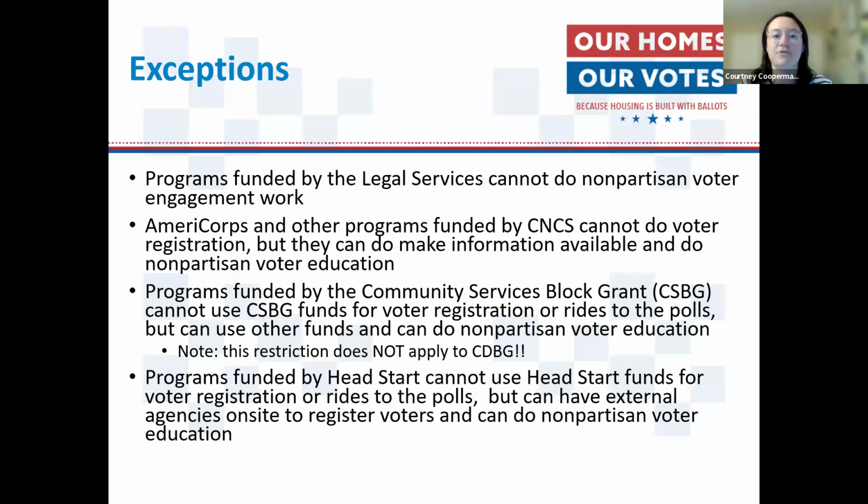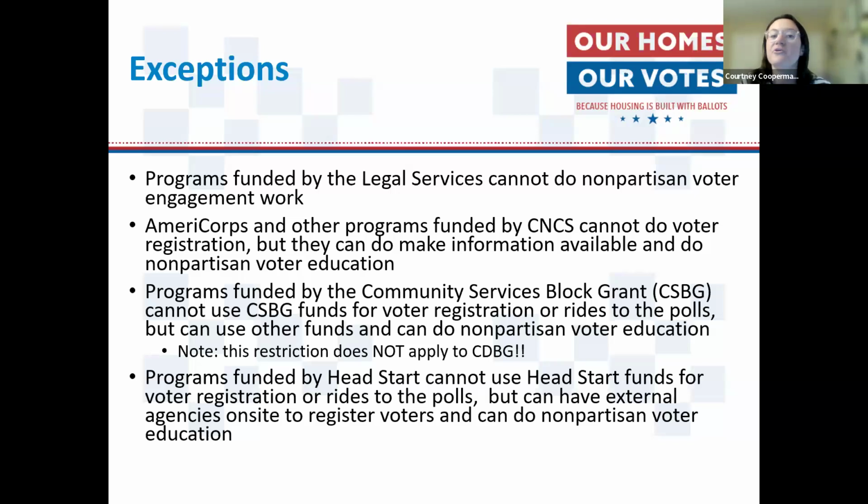Staff at Legal Services Corporation organizations are the most restricted. They can't engage in any nonpartisan election work. AmeriCorps VISTAs and other programs funded by the Corporation for National and Community Service can't do voter registration in their capacity as employees, but their programs can make voter registration forms and information available on the premises. They can conduct other more general nonpartisan voter education activities. And VISTAs can do political activities in their personal time as long as they're not representing their organization in any way.